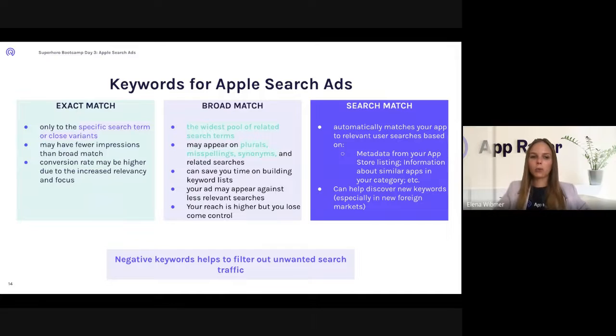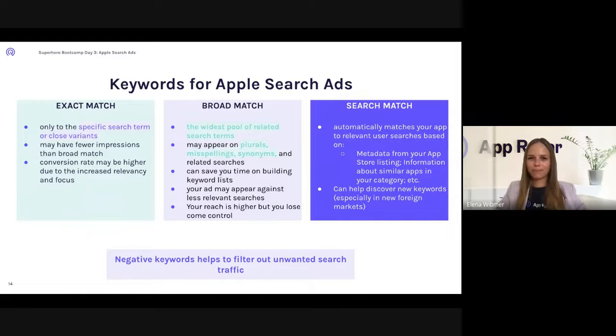The exact match option would be keywords that only get matched to the specific search term that you provide, or really close variants. That means at the same time you might have fewer impressions because you limit yourself a bit compared to broad match, but the keywords will be more relevant and more focused, so we will also have an increased conversion rate. That's why it's recommended to use this keyword type for generic campaign, brand campaign, as well as competitor campaign.